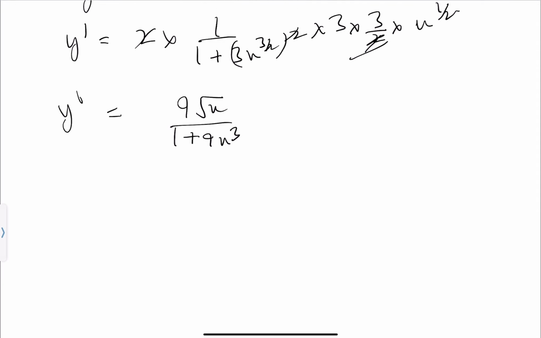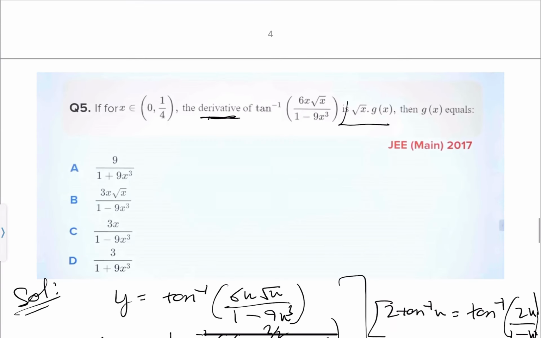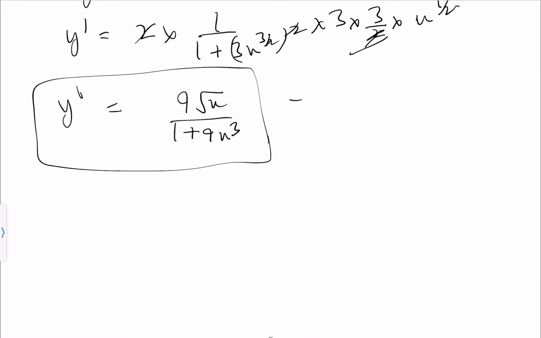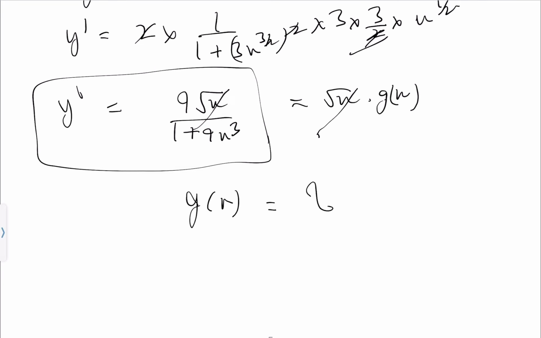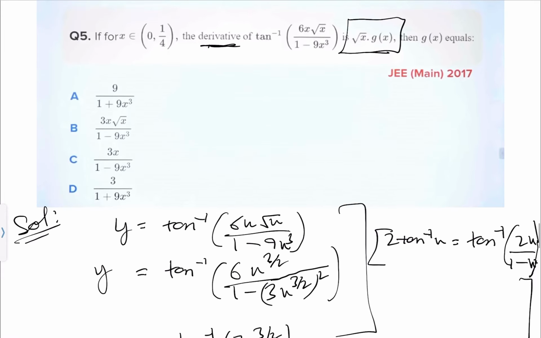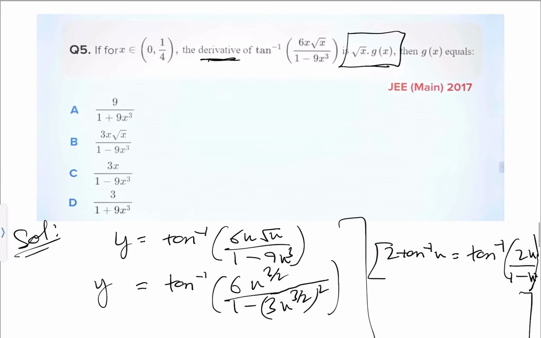Okay, so our y dash is this, and what we're given is root x times g of x. So upon comparing this to root x times g of x, if I cancel this root x, then my g of x is 9 upon 1 plus 9x to the power 3. Okay, so this is my option A.